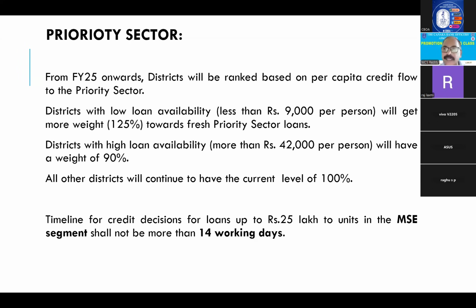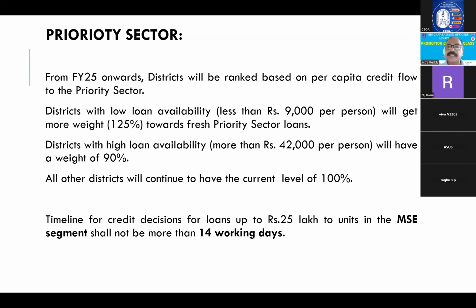For counting priority sector for our target purpose, what Reserve Bank is telling is, where you have disbursed 100 crores in a low loan availability area, that will be multiplied by 125%. That means that 100 crores is considered as 125 because 25% is added, since we have lent that amount in a low loan availability area where per capita loan is less than or equal to 9,000 rupees. Whereas in a district with high availability, wherever you are giving higher loans to people, where per person loan is more than 42,000, whatever you have disbursed, say 100 crores this year in that high area, they will consider only 90% for our target purpose. That means your 100 crores will become 90 crores only for calculation of our target.